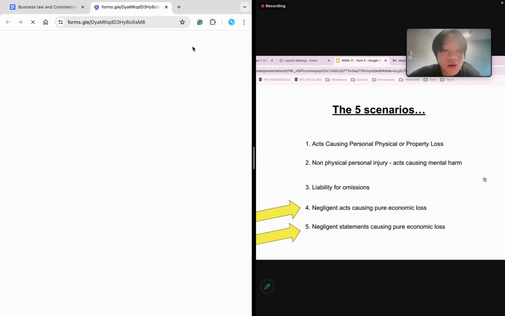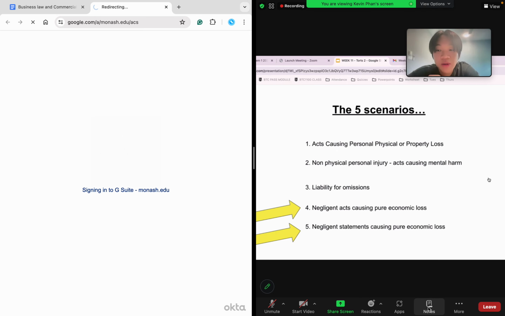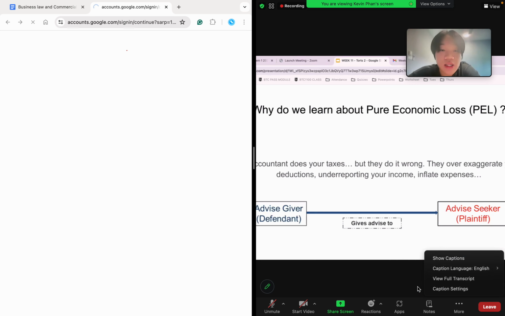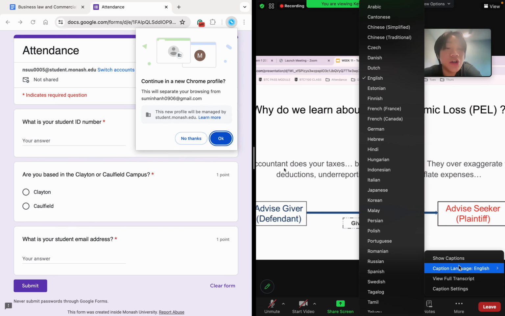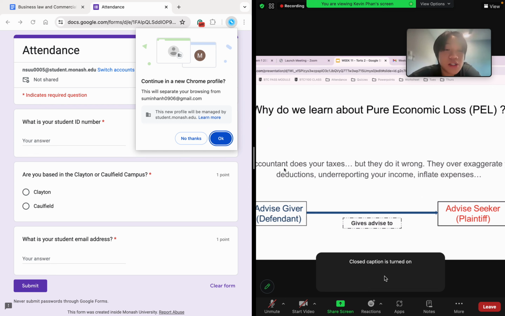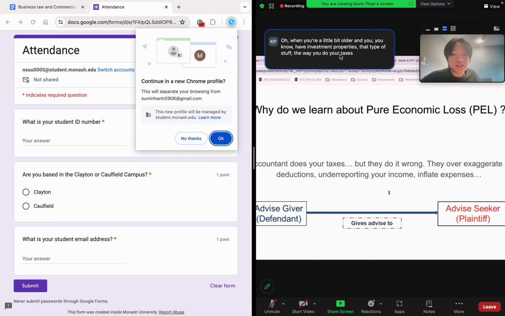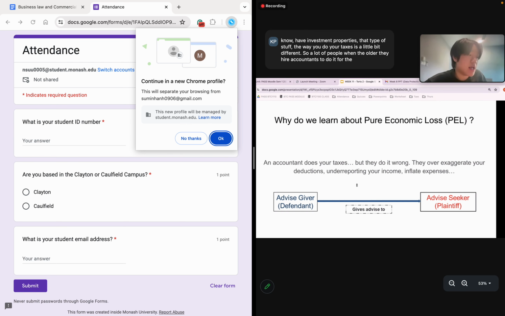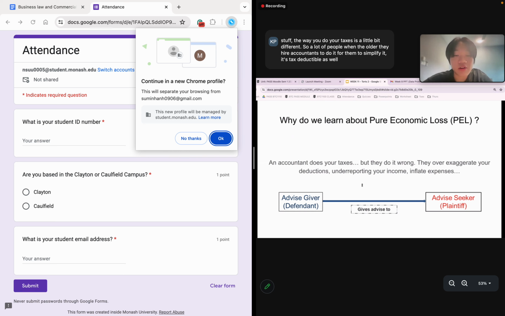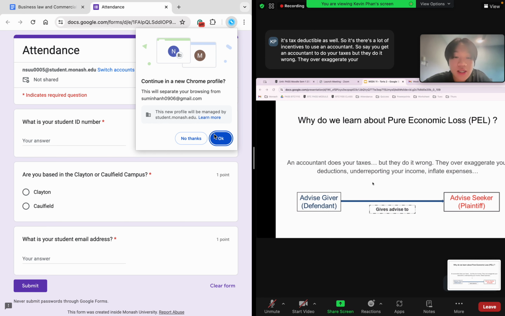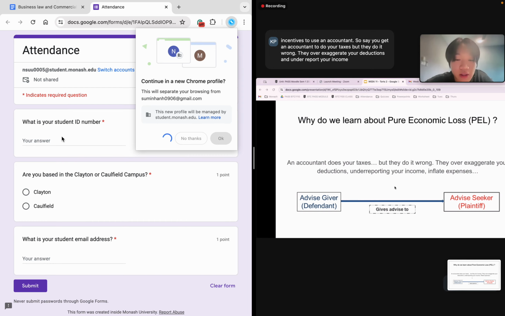So what is number 5? I'll tell you by giving you a little bit of an example. Consider this scenario. You hire an accountant, because when you're a little bit older and you have investment properties, that type of stuff, the way you do your taxes is a little bit different. A lot of people when they're older hire accountants to do it for them to simplify it. It's tax deductible as well, so there's a lot of incentives to use an accountant. So say you get an accountant to do your taxes, but they do it wrong. They over exaggerate your deductions, under-report your income and inflate your expenses.